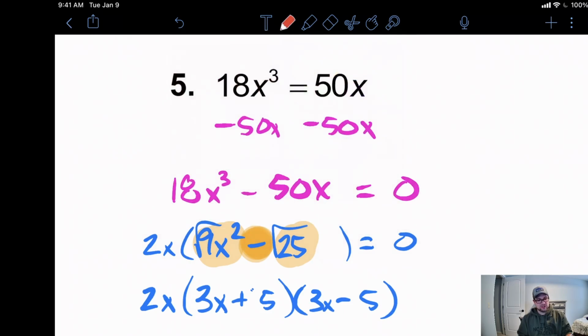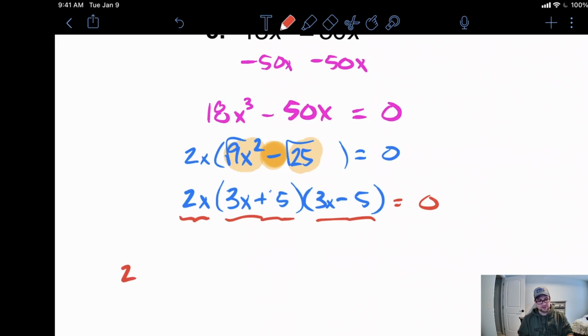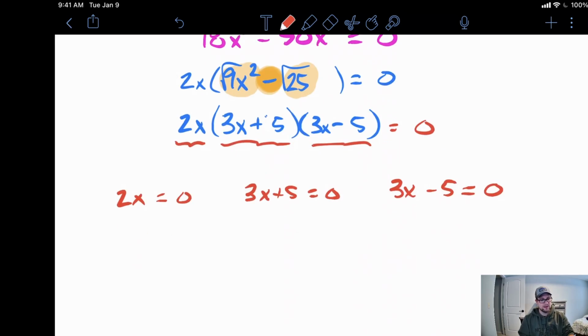Now, in this situation, we have three things that all have an x and are being multiplied together to equal 0. So we need to do three mini equations. So 2x equals 0, 3x plus 5 equals 0, and 3x minus 5 equals 0. So to solve the first one, divide by 2. 0 divided by 2 is still 0. So that is our first answer.